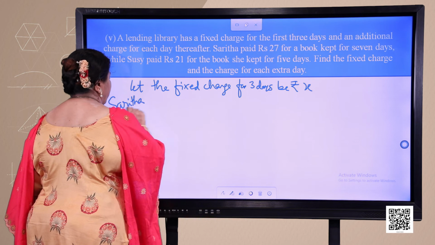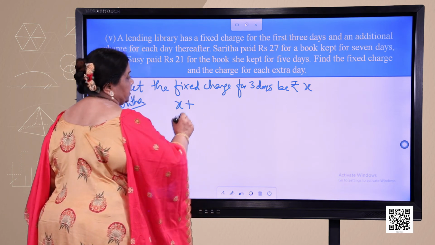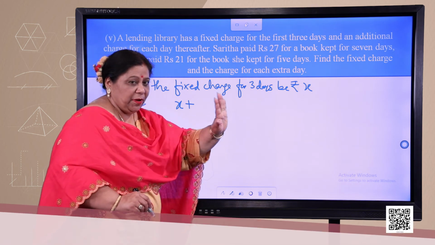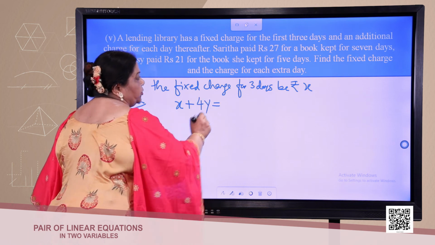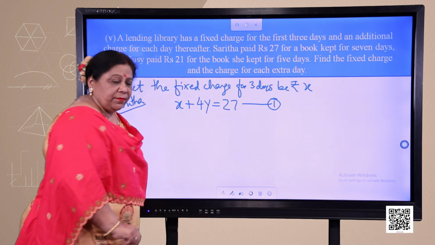For Sarita, what is the equation? Fixed charges plus, she has kept it for 7 days. 3 days she has already paid x rupees. So, how many days are remaining? 4. X plus 4y is equal to 27 becomes my first equation.